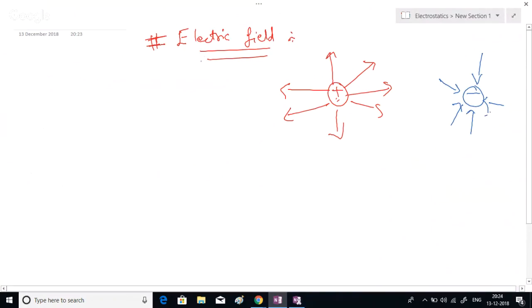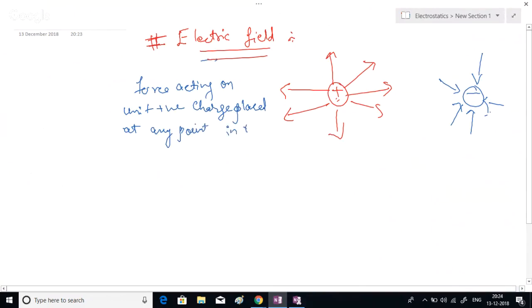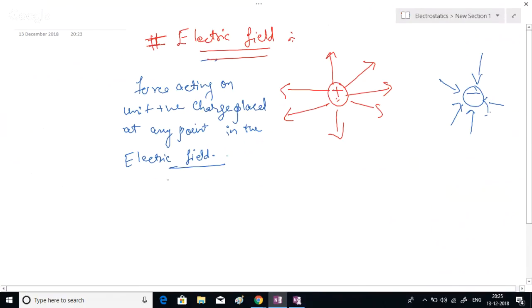So electric field is basically the force acting on the unit positive charge placed at any point in the electric field. Correct. So force acting on the unit positive charge placed at any point in the electric field is the electric field at that point. We are talking about electric field strength, or electric field intensity.